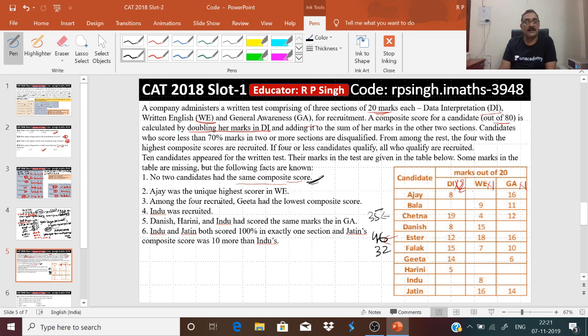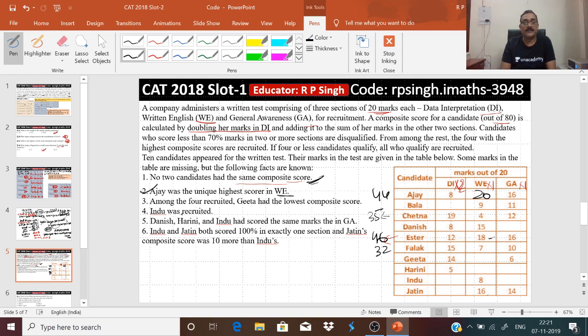Ajay was the unique highest scorer in written English. Ajay, highest scorer. It is already 18 and it is 16. Unique highest scorer means definitely it is 20. So score of Ajay will be 44.